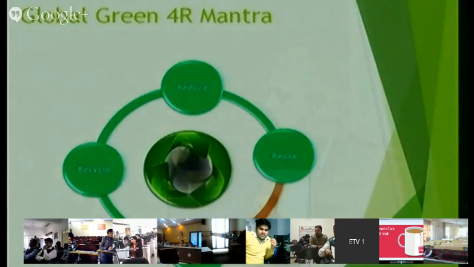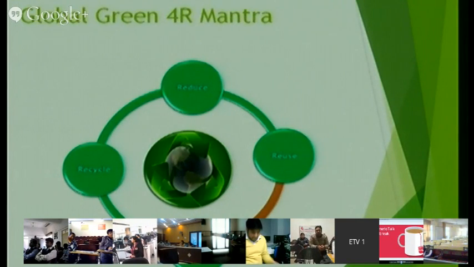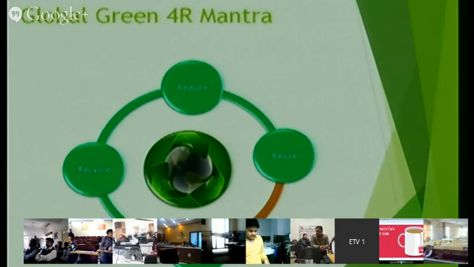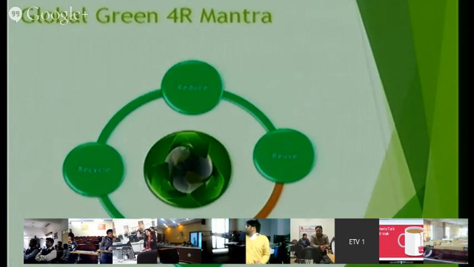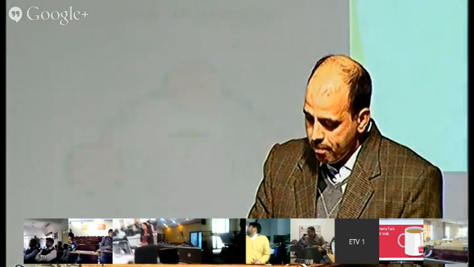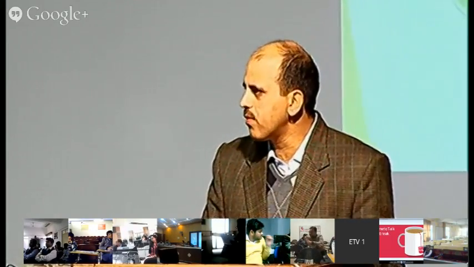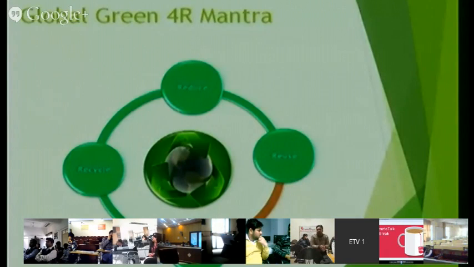This is the global green 4R mantra, which says that first of all, on our individual levels, we need to reduce the usage of energy and improve efficiency. We need to reuse things. For example, if it is paper, let us think of reusing the paper if it is possible. The third one is refurbish. Say, if you are using a computer and it gets obsolete, if you can refurbish some of the parts, probably we may use it again. And the fourth one is recycle. If there is no alternative, then you can send the product for recycling. Some of the parts may get recycled and be used again in manufacturing.